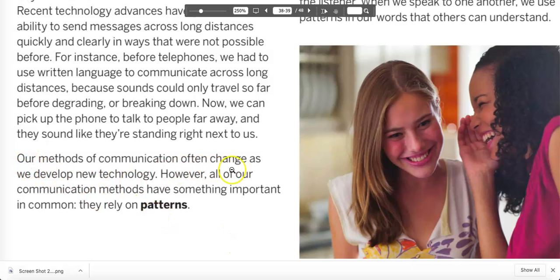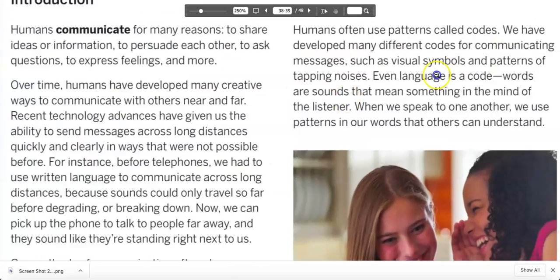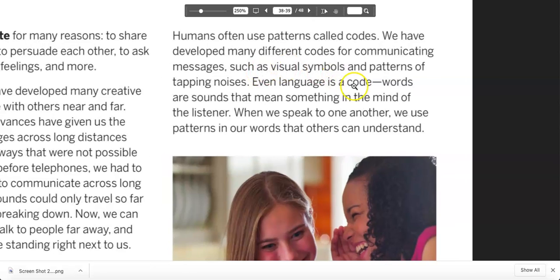Continuing on with our reading. Our methods of communication often change as we develop new technology. However, all of our communication methods have something important in common. They rely on patterns. This is very important. So not only are the dolphins relying on patterns and sound waves, we also rely on patterns. Patterns that you're going to notice that we see every day, we just don't think about.